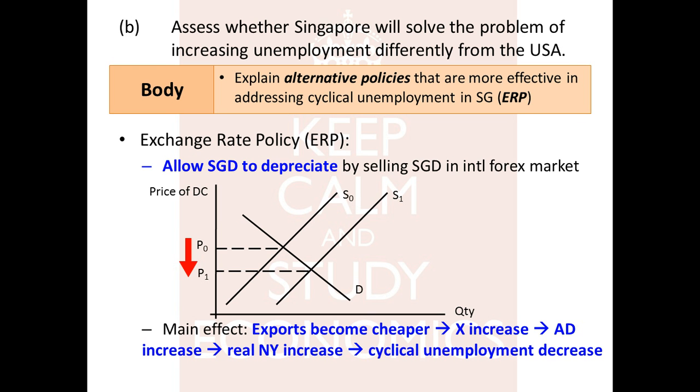Okay, the main effect here is that exports become cheaper. So the quantity that you export actually increases, and therefore your export revenue increases and your AD increases. Okay, and this sets off the chain of effect. So when your AD increases, your real national income increases and cyclical unemployment actually falls. So diagram wise, refer back to figure 1, which is the same AD-AS diagram for fiscal policy. So the diagrams are the same, don't need to draw again.